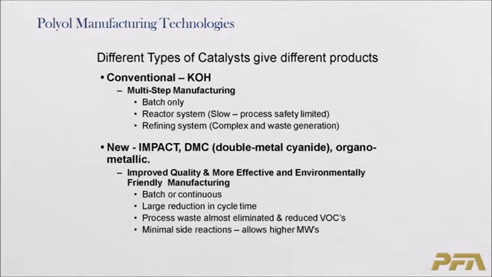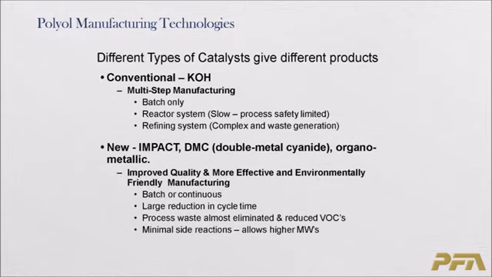But so I mentioned that the other variable on the polyol side was the catalyst that was used to manufacture the material. The traditional catalyst has been KOH, used for over 60 years, and one of the challenges or difficulties with the KOH is it's very slow. You can only make it by batch, and you have to at the end refine or remove that KOH.